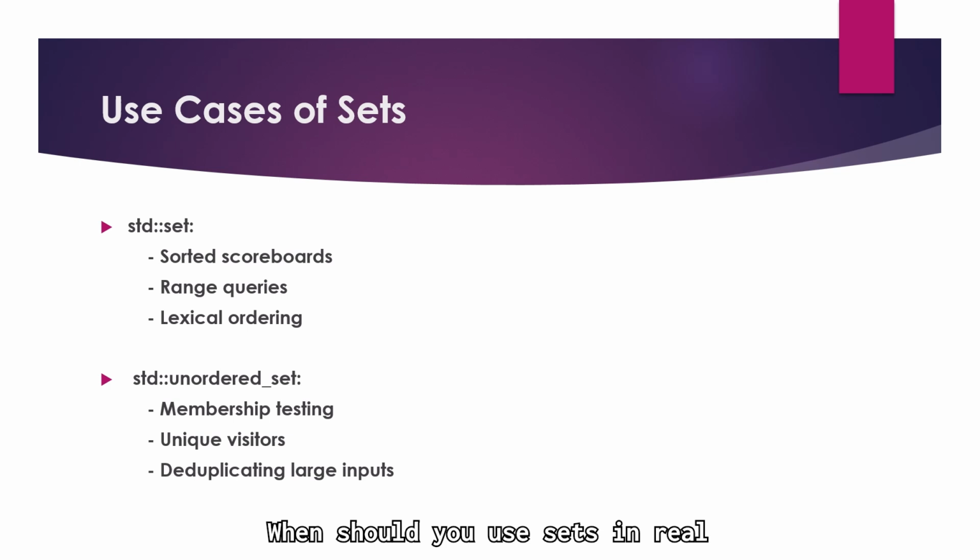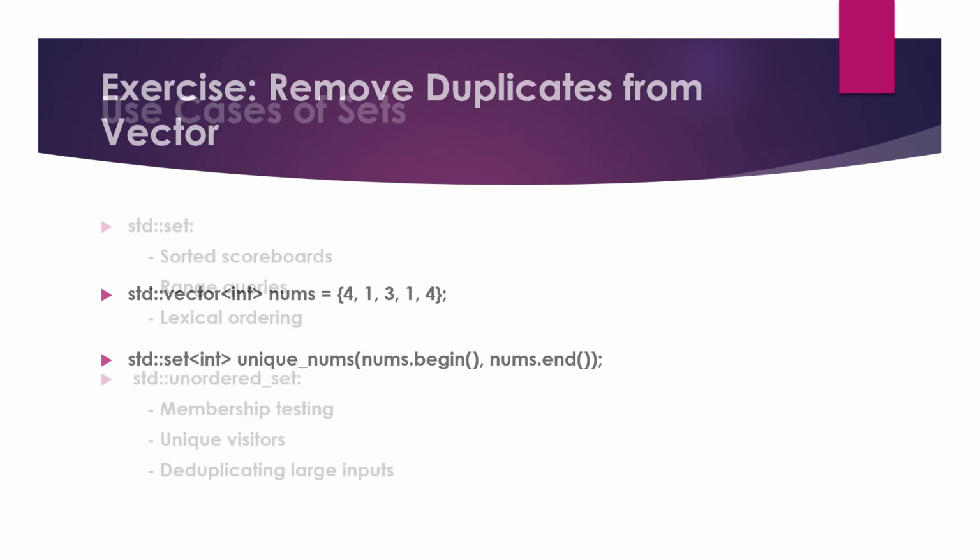When should you use sets in real applications? Use set for leaderboards, ranking systems, event timelines, or anywhere you need sorted unique elements. On the other hand, use unordered set for fast filtering, checking presence of elements, or removing duplicates from large datasets. For instance, if you are analyzing user activity logs and want to know how many unique users visited a page, unordered set is the way to go.